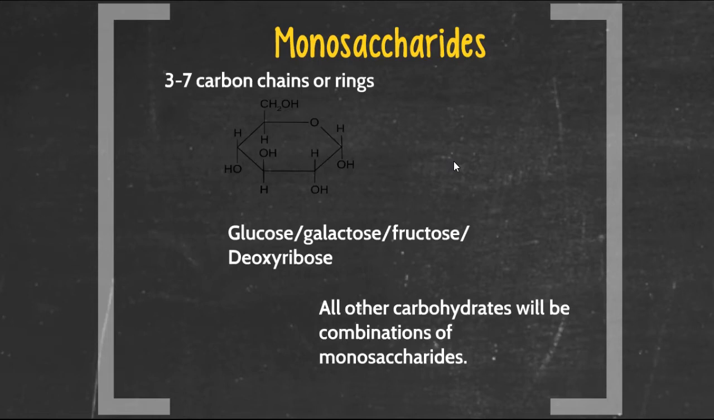So we talked about lactose at one point. Lactose is a combination of glucose and galactose. Actually, lactose is a disaccharide. It's made of two different monosaccharides. So glucose is a monosaccharide, galactose is a monosaccharide. They combine together to form a new structure, which is lactose. So all carbohydrates will be combinations of these monosaccharides, usually these four: glucose, galactose, fructose, and deoxyribose. So those are the monomers.